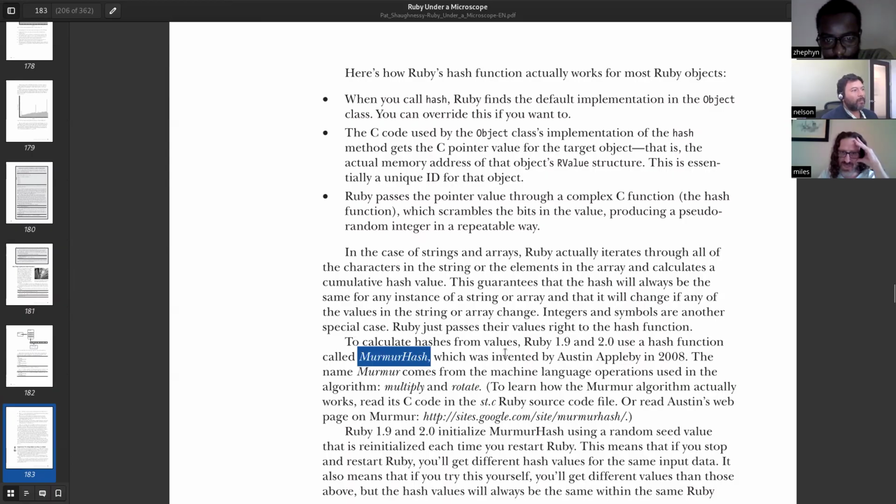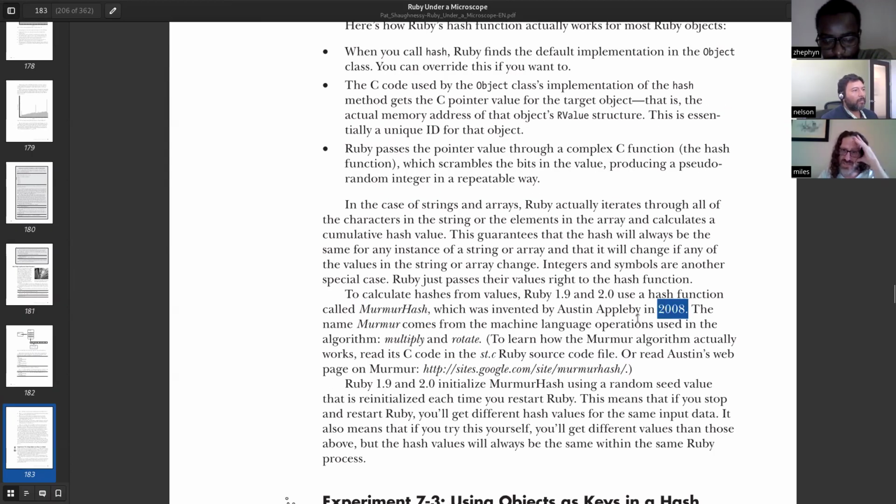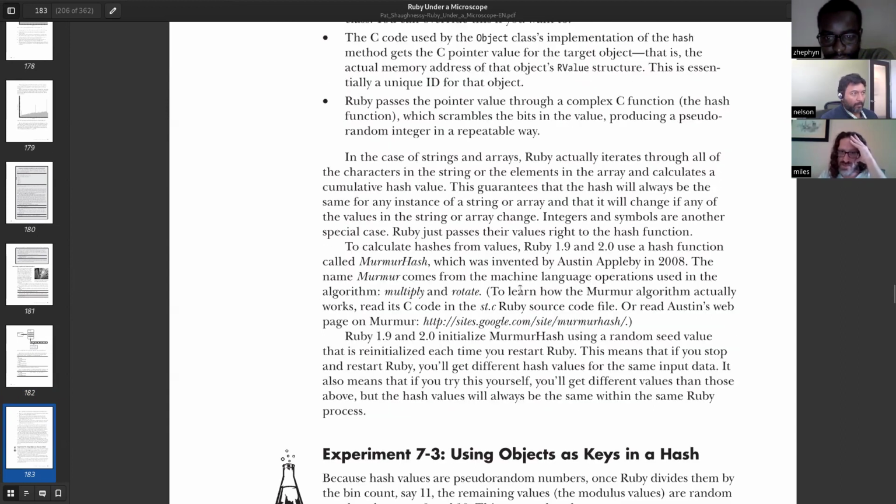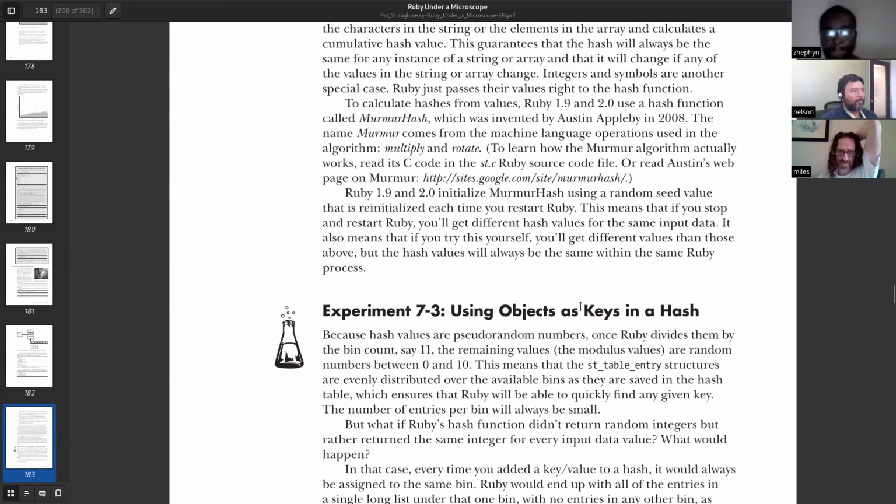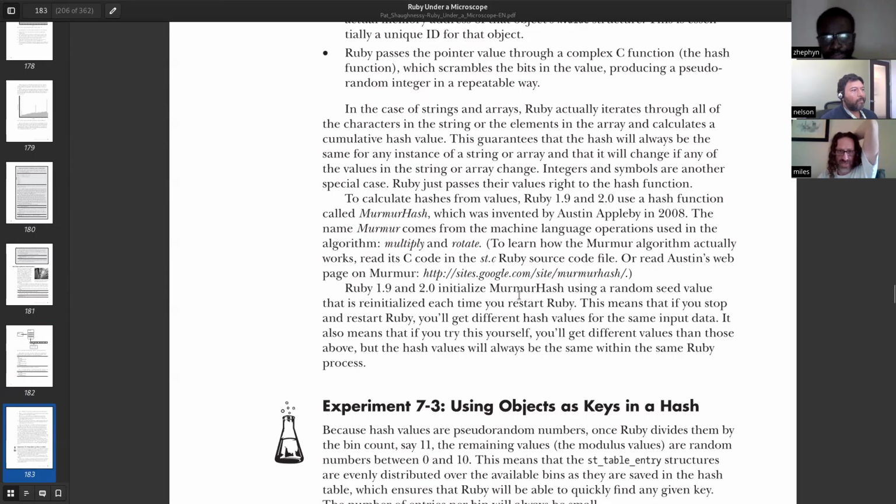Has murmur hash. So this is interesting. The hash function they used was invented in 2008. It's short for multiply and rotate. So it's doing some multiplication operation and then a rotate operation, which I'm assuming just is moving the bits around within the value of the integer.